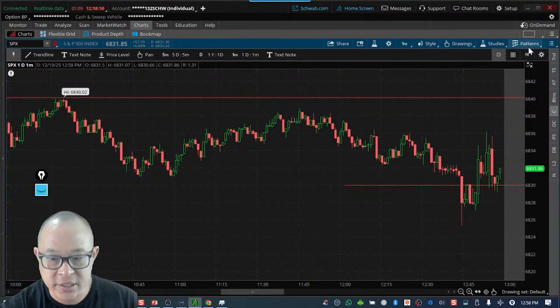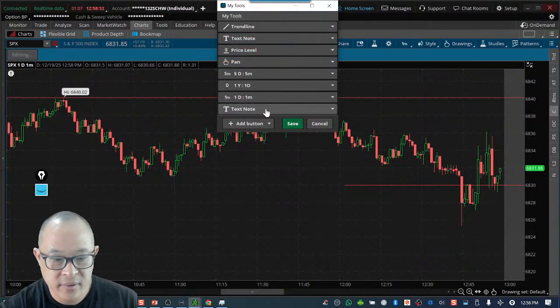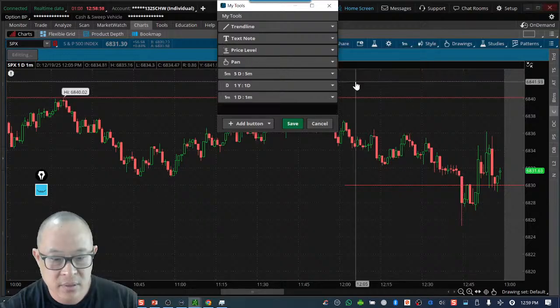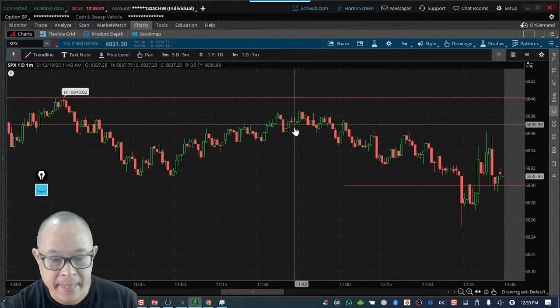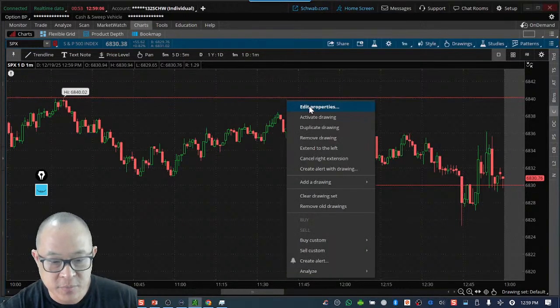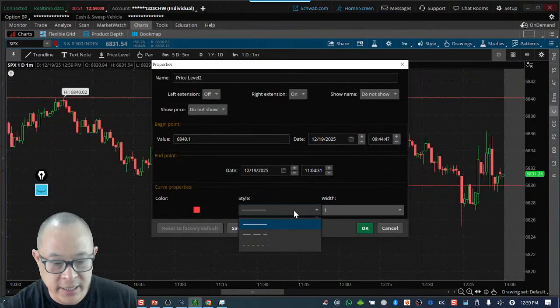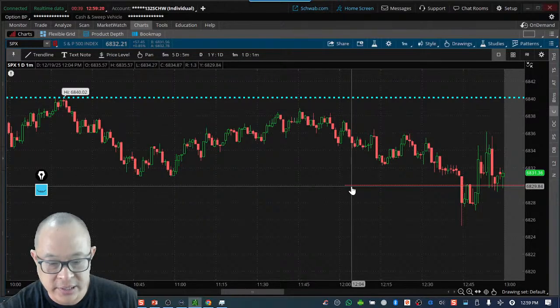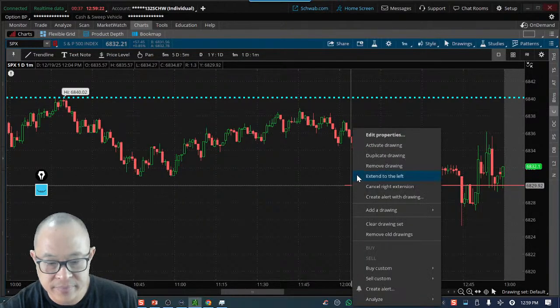Actually, let me move my text note more to the left. Oh, I have 2 text notes. Let me delete this one. There we go. And then here, let me edit this property. Typically I like to make it a dotted line. I like to make it thick just so I know exactly what it is, and then save it as default so that the next time I draw it, I'll know exactly what I'm looking at.